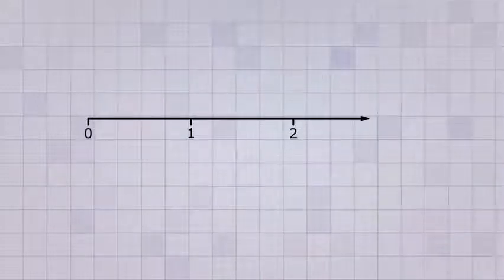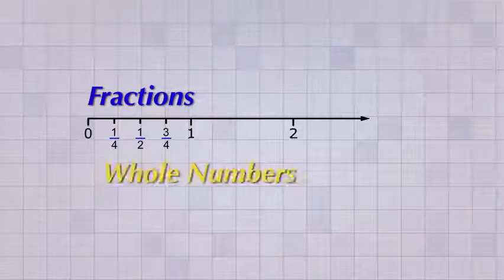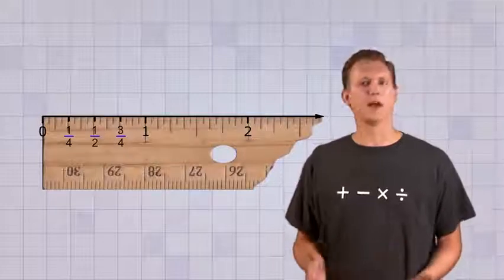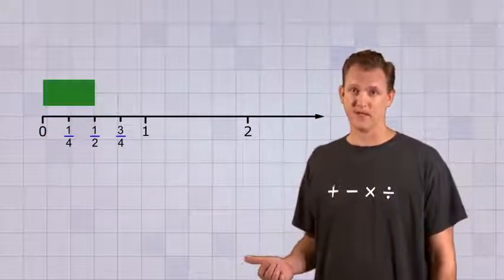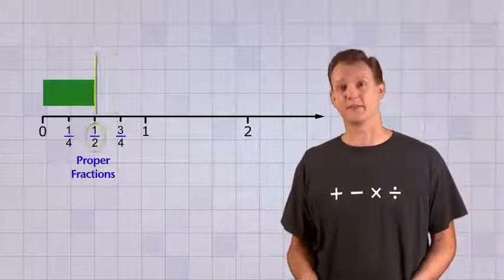Lately, we've been focusing on the fractions on our number line, but don't forget, the number line can count whole numbers too. Let's say we want to use our number line like a ruler to measure how long something is. Let's start with something short like this rectangle here. Now this one is less than 1, so we can use a simple proper fraction like this.